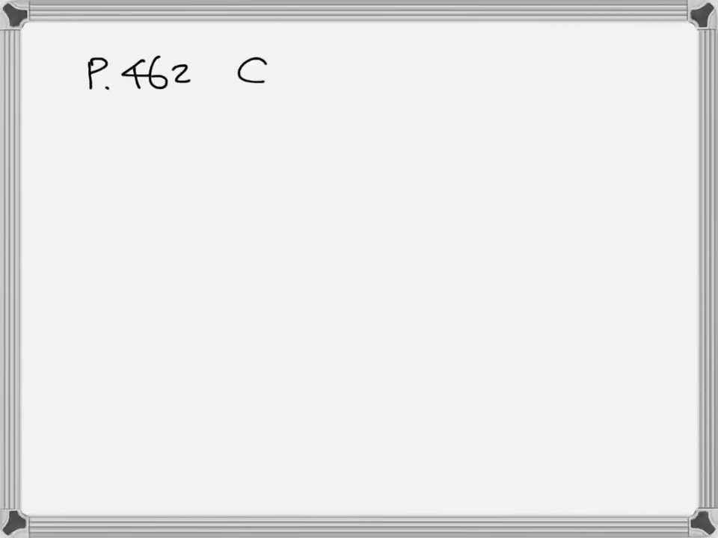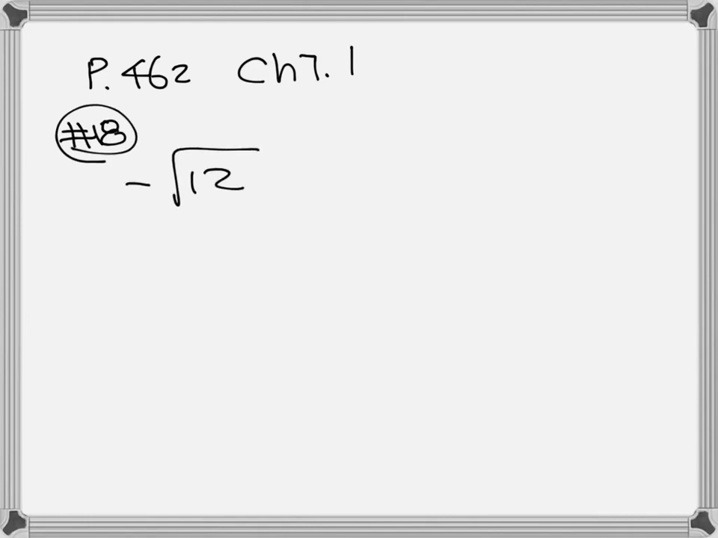462, section 7.1. We're going to find each root. Number 18. Here we have a negative square root of 121. The negative sign is outside the square root. So here we're going to keep the negative sign, bring it down. So keep the negative sign. Here you can use your calculator to find the square root of 121.